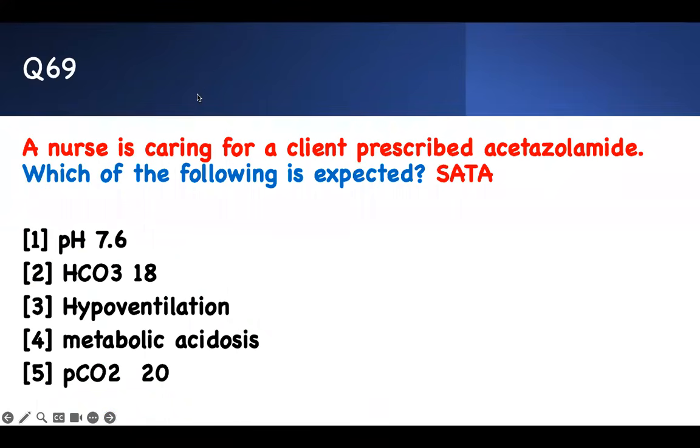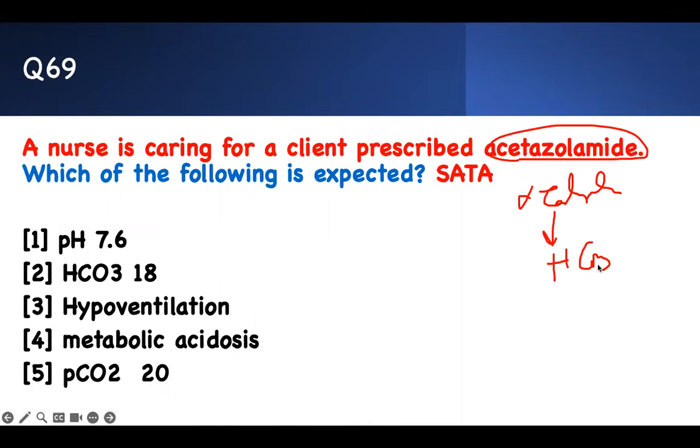Next question. A nurse is caring for a client prescribed acetazolamide. This is a carbonic anhydrase inhibitor. Which of the following is expected? So you decrease your bicarb. It's a carbonic anhydrase inhibitor, so you avoid formation and utilization of the bicarb. So the patient will have metabolic acidosis, right?